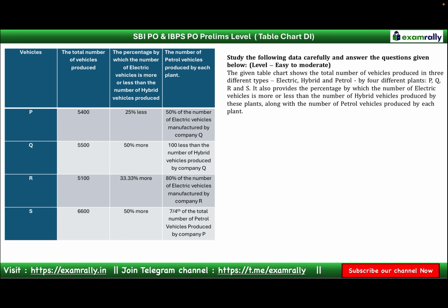See the total number of vehicles produced in 3 different types, that is electric, hybrid and petrol, by 4 different plants, that is P, Q, R, S, is given. But here what you have to find is the values are completely missing, because it also provides the percentage by which the number of electric vehicles is more or less than the number of hybrid vehicles produced by these plants, along with the number of petrol vehicles produced by each plant. Here one is compared with the percentage and another one is given in a statement form.